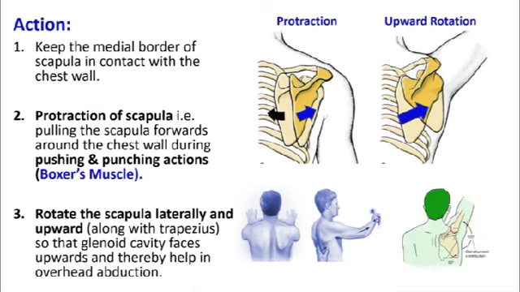The third action is that it rotates the scapula laterally and upward, along with the trapezius, so that the glenoid cavity faces upwards and thereby helps in overhead abduction. Here we can see the glenoid cavity faces upward, thereby it helps the overhead abduction. When do we need these actions? It is when we do abduction over the head. That is one of the purposes why this muscle is needed.